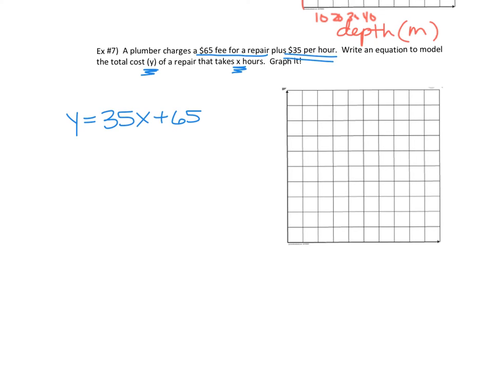And then x was our hours, so we're going to put hours on the bottom. Y is our cost. What makes sense for hours? You'd only count by ones, right? Because they might come for an hour, they might come for 2 hours, they might come for 3 hours. So just think if a repair guy were to come, what makes sense in terms of hours? So you want to count by ones here.